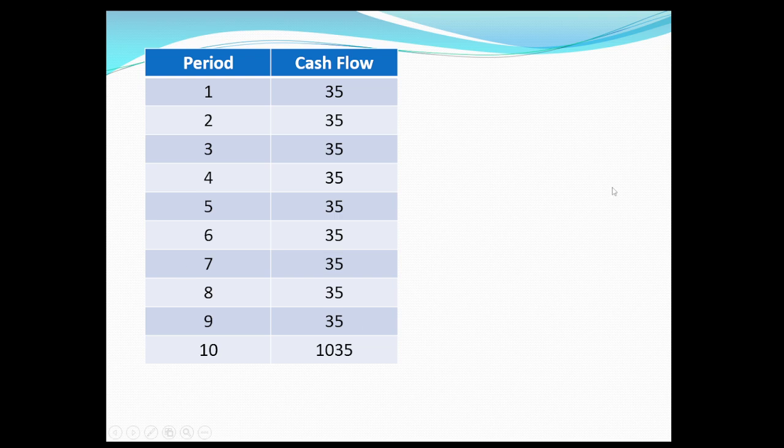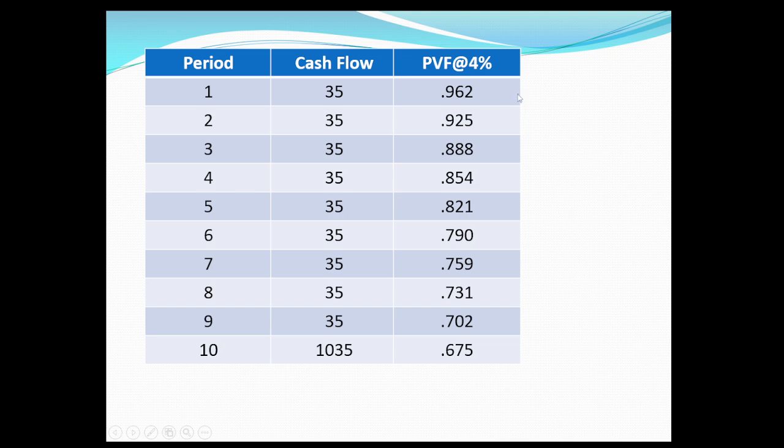Cash flow: every 6 months I will get 35 rupees, because it is a 7% coupon bond. 7% means 70 rupees we will receive in 1 year, so in 6 months I will receive 35 rupees. And in the 10th period I will receive 1035: 1000 for the principal amount of the bond and 35 for the interest payment. Then I will take the present value factor at 4%. In the same way as we discussed previously, you can take the help of the book, from the table you can take it, or through the calculator also.